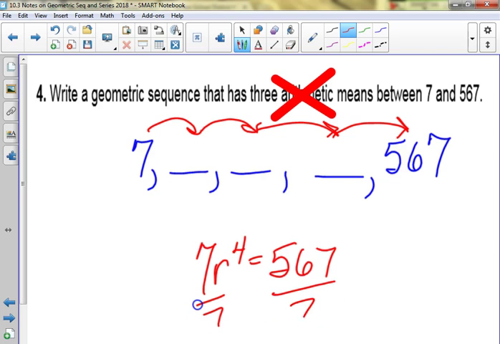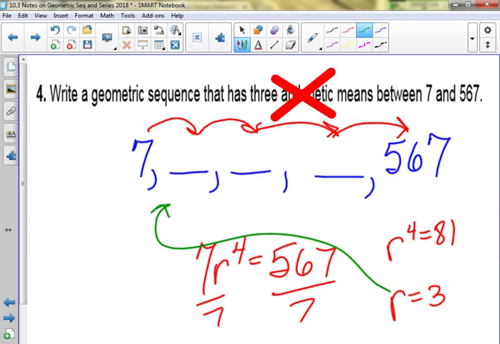So if we divide by 7, we get 81, anybody? And the 4th root of 81, somebody knows that one. Square root twice, right? Would be 3. Okay, so what are the missing terms then? Gotta take this and go back here. 21, 63, and 189. And then this checks the 567. Okay. Any questions?